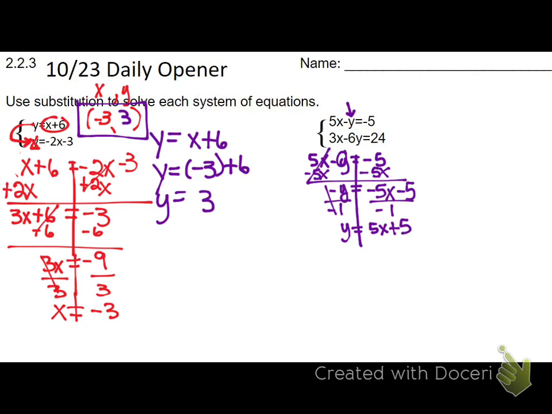Now, I use this equation to substitute where? My top or bottom equation? My bottom, because I already used the top. Remember, I used the top to rewrite the equation. So what variable am I substituting for? Y. So when I see the y, what do I put in place of it? 5x plus 5. So I'm going to put parentheses, 5x plus 5, parentheses. What's the rest of my equation? Equals 24.